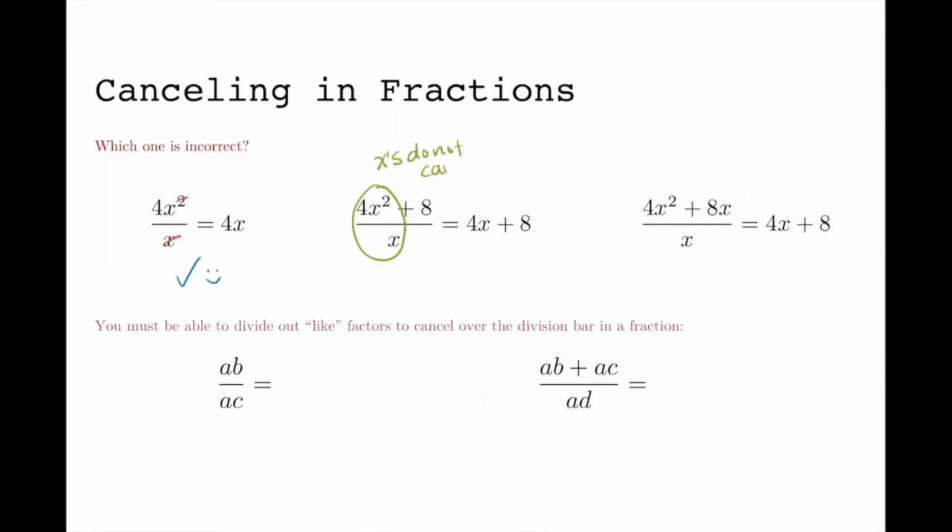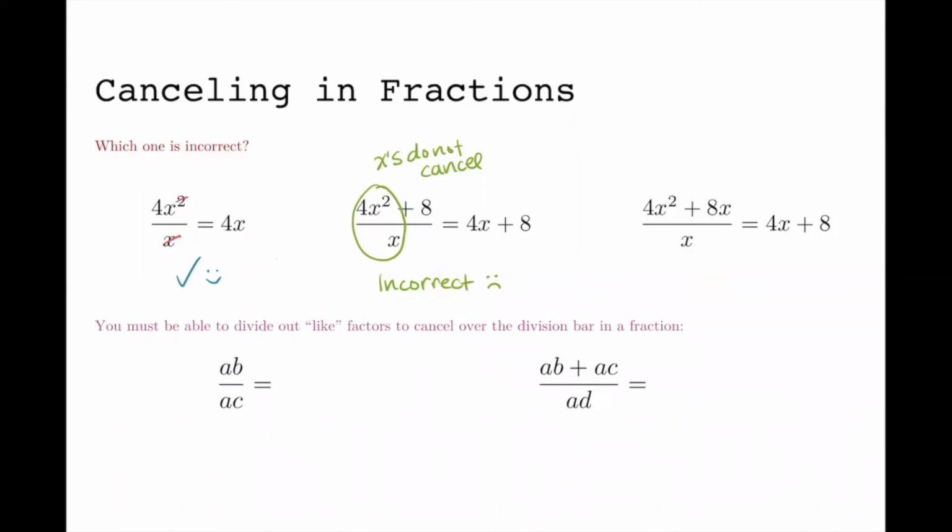If we cancel out these x's in the top and in the bottom, or make it 4x to the first instead, we are again completely missing the fact that this 8 needs to be divided by the x. So to fix this, we could divide this 8 by x in our answer. So again, this middle example is incorrect. We must be able to factor out an x from all terms up top in the numerator in order to have canceled it out with the x in the denominator.